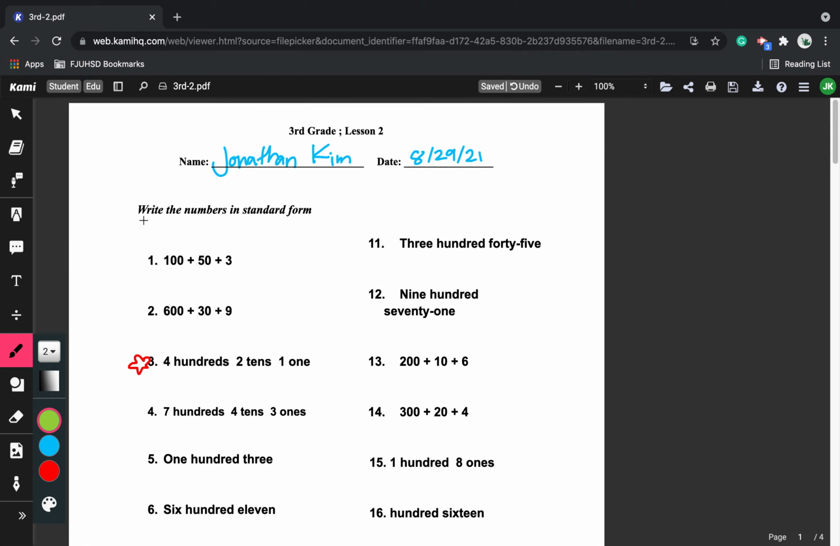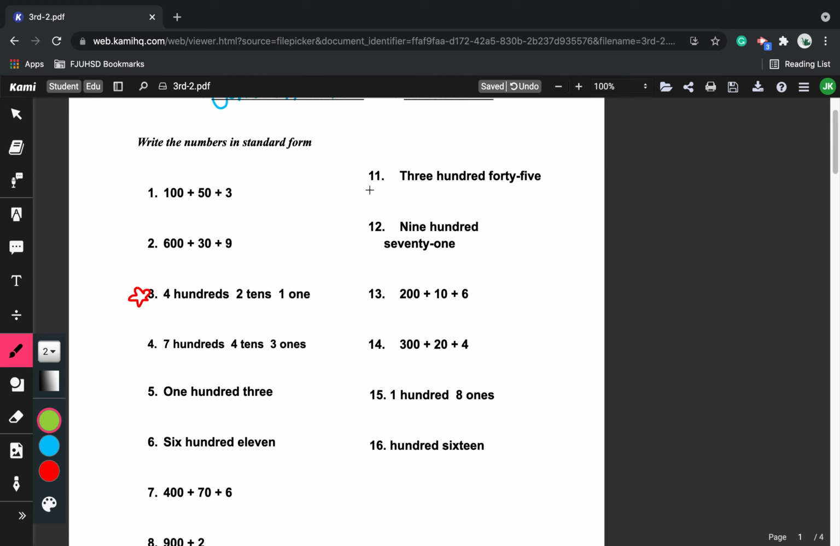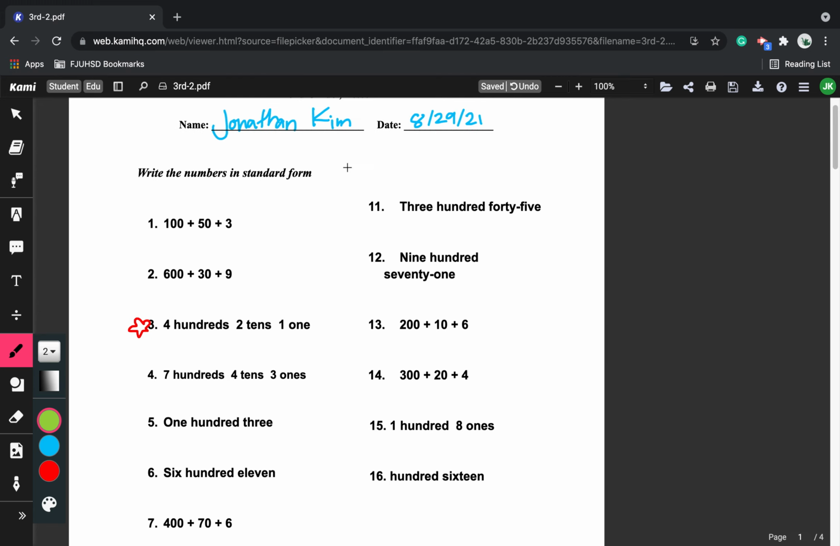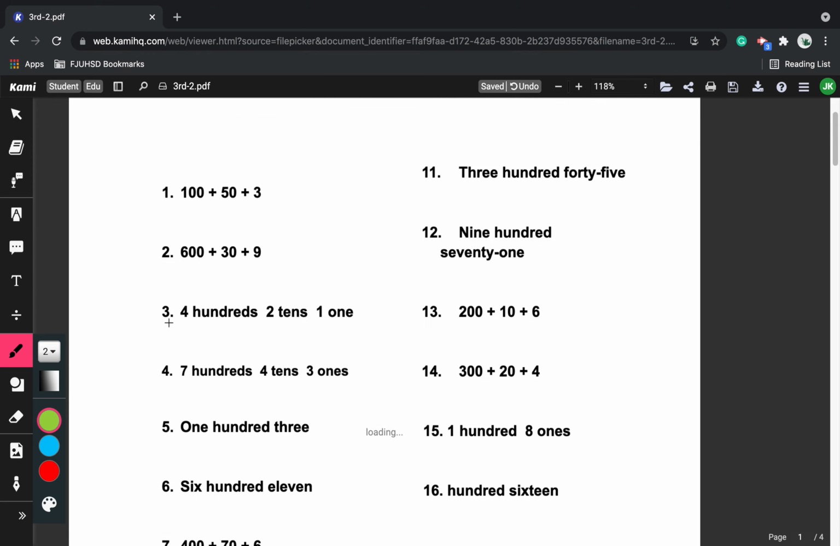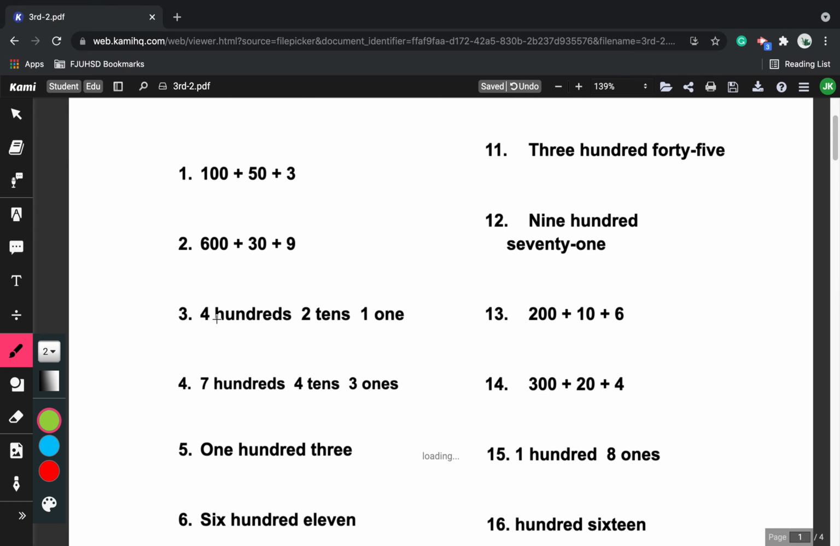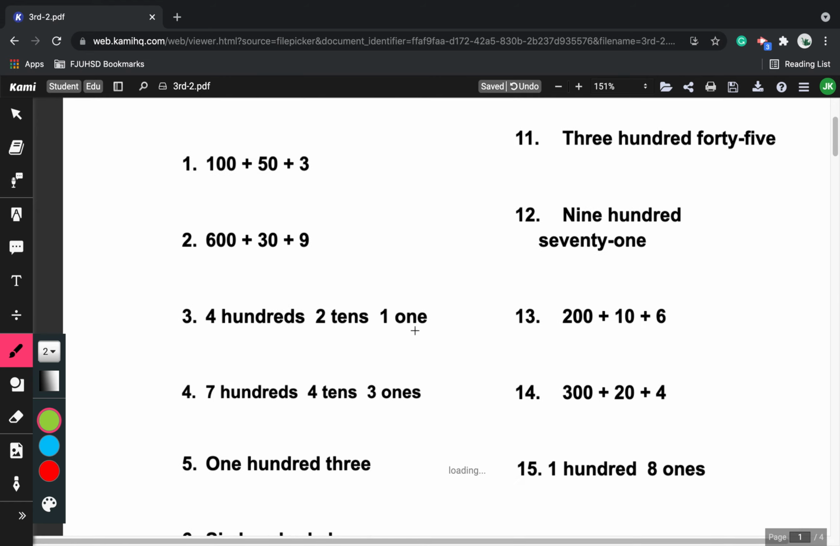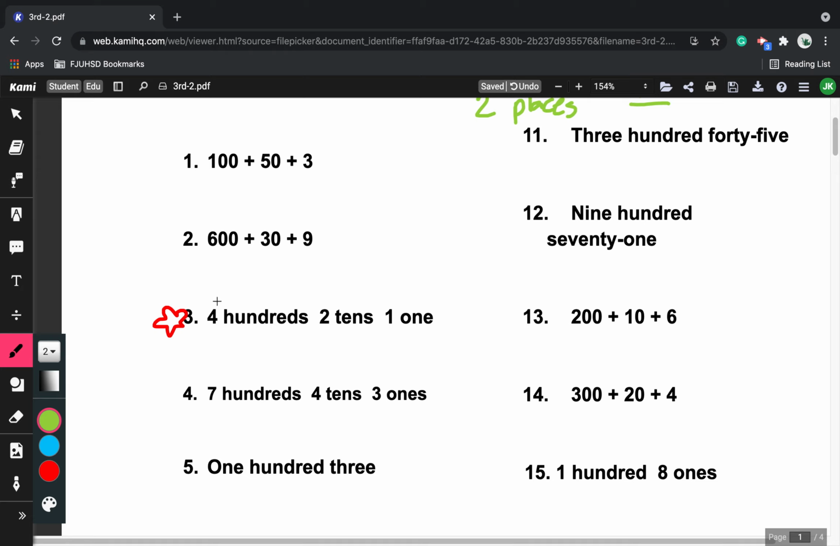So, the first thing they ask you is to write the numbers in standard form. What standard form is basically is just the numbers. Like, there's the words, and there's the one with place values. Writing in standard form is just basically the number. So number 3, they ask for 4 hundreds, 2 tens, and 1 one.